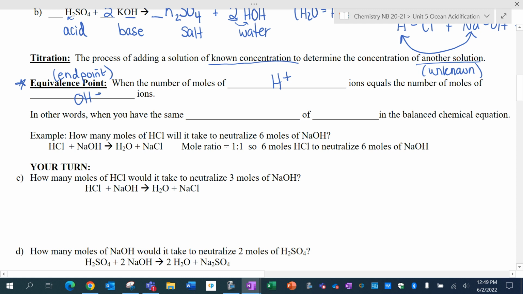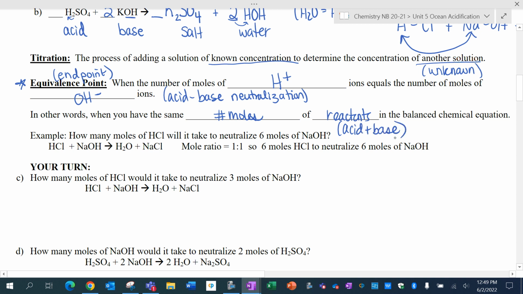So in an acid-base titration, which is the kind that we're going to do, you're trying to figure out how much acid it takes to neutralize your base, or how much base it takes to neutralize your acid. So we're doing an acid-base neutralization reaction here. In other words, when you have reached your equivalence point, or the end point of your titration, you have the same number of moles of your two reactants in your chemical equation, because your reactants are your acid and your base in this case.